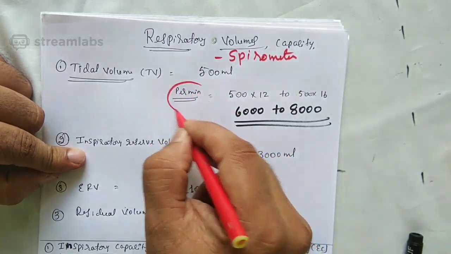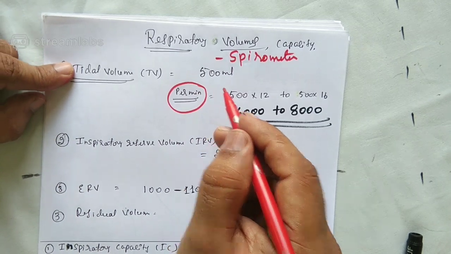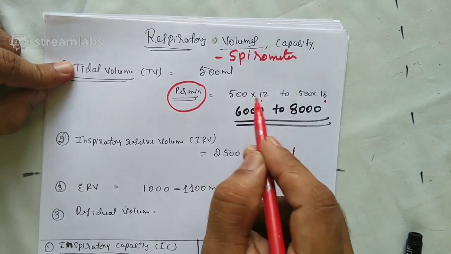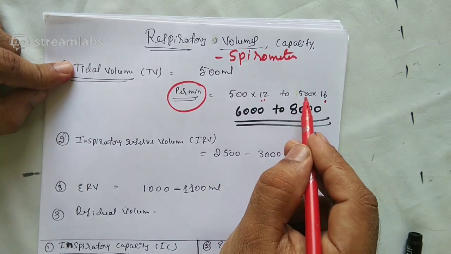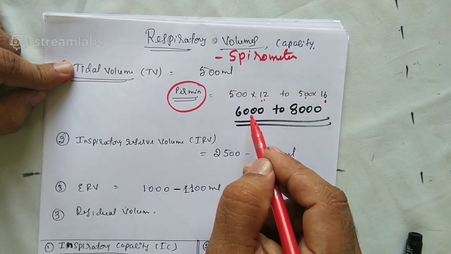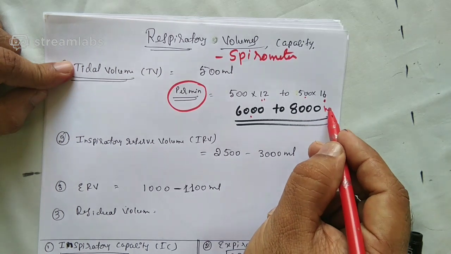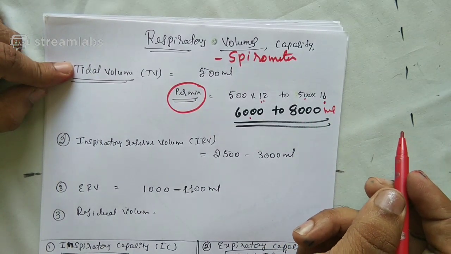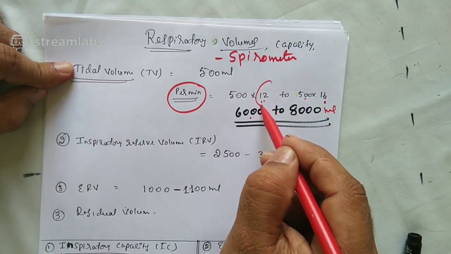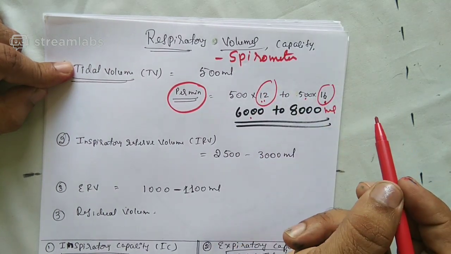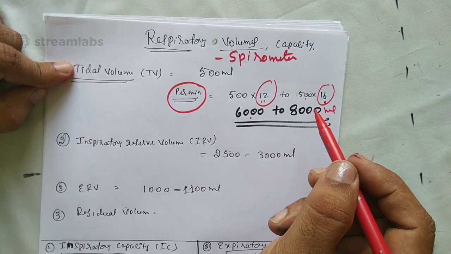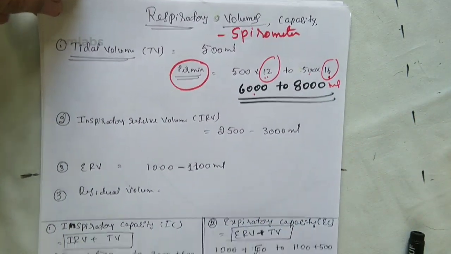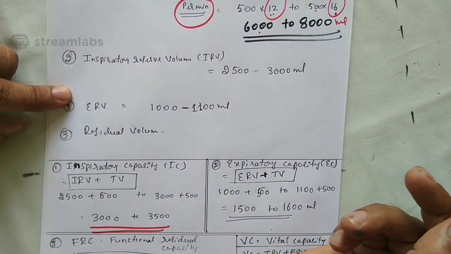Now, how much per minute is the tidal volume? See here, a person breathes 12 to 16 times, right? So 500 into 12, 500 into 16. 6000 to 8000 ml is the tidal volume per minute. They may change the number of breaths, then you have to calculate the tidal volume. That is one question that can come. Please remember the number 500.